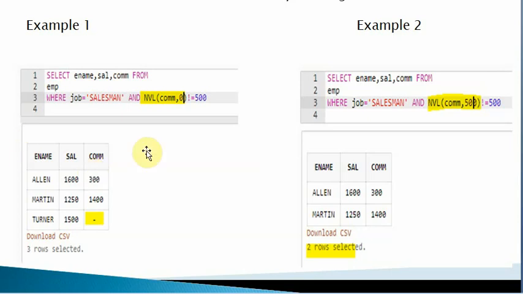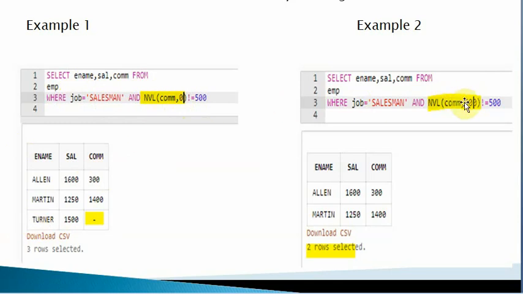Here we have another example where I have tried to fetch the ename, the salary, and COM, where the job is salesman. I have written a condition that this COM value should not be 500. I have used NVL with the substitute value as 0. So you can see the 3 rows are returned as before.